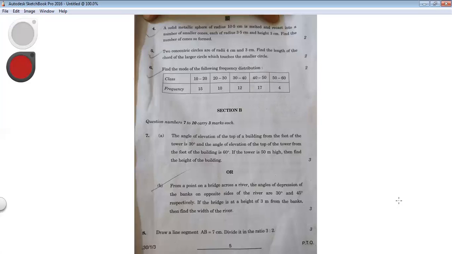Okay, the angle of elevation of the top of the building from the foot of the tower. Tower is 50-meter high. Then find the height of the building.